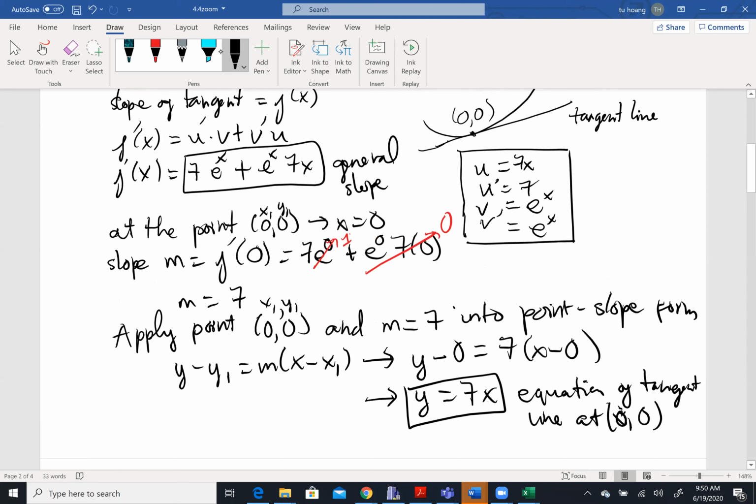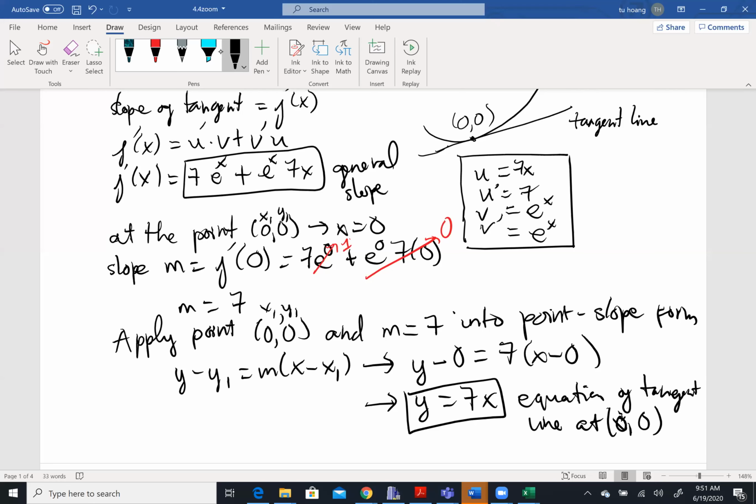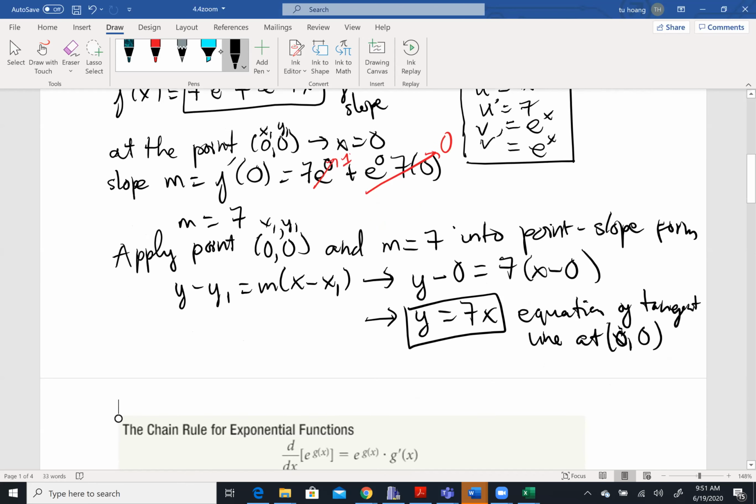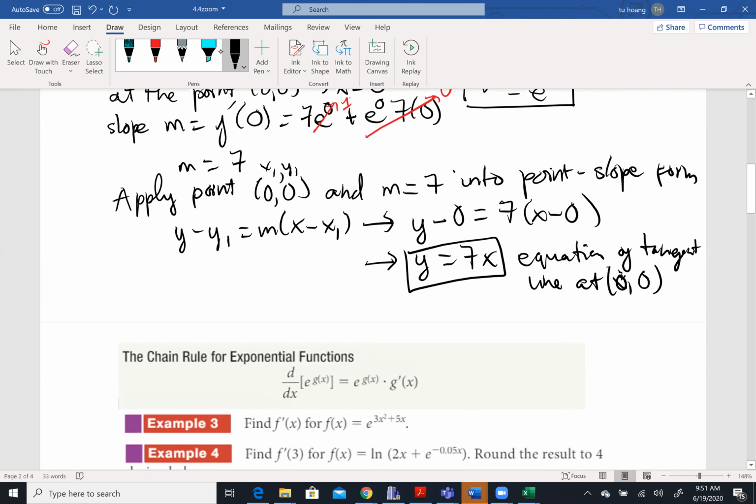Okay, so remember that. In this case, the line goes to 0, 0, then you have this equation. If you have another point, say 0, 1, then it should be a different equation for the line. Okay, so I'm going to move up and talk more.